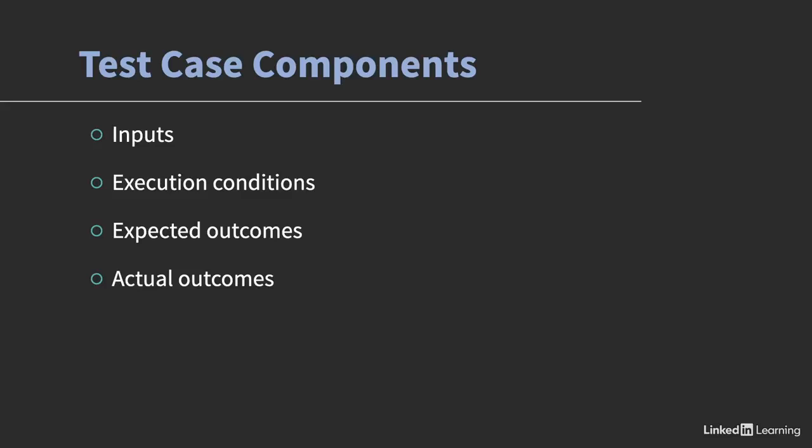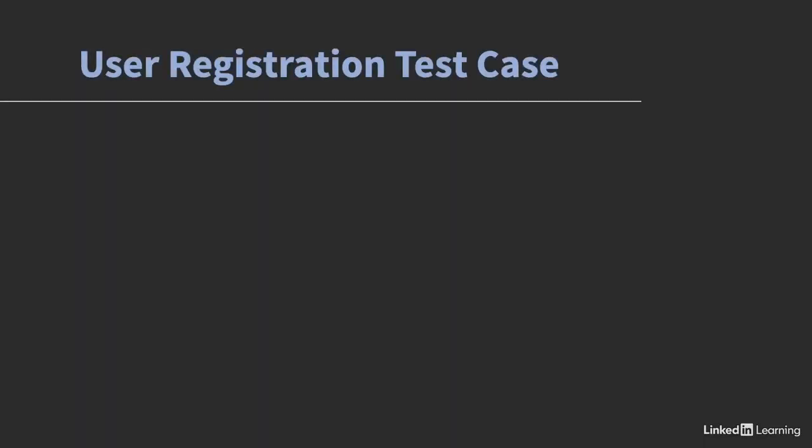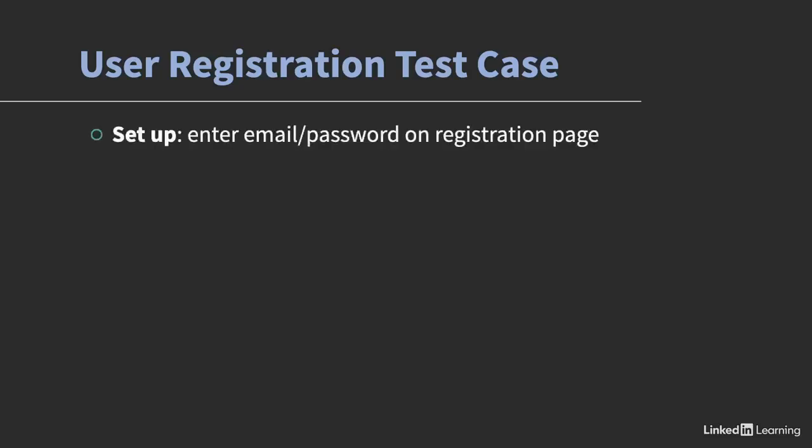Let's take a look at some test case examples for a hypothetical e-commerce website. One component we'll want to test is whether the user registration works as expected. Most tests require some setup, an execution of the code, and some verification to ensure the code works as expected. Here, the setup includes navigating to the registration page and setting up the details for the user we want to register. To execute the code we want to test, we would click the Register button.